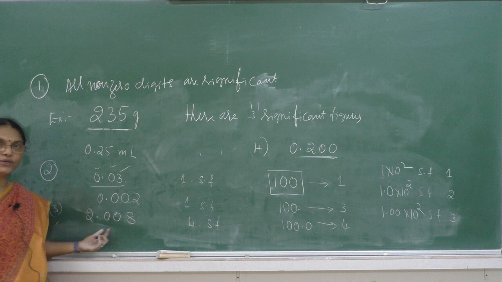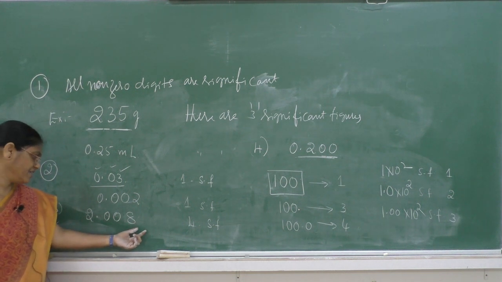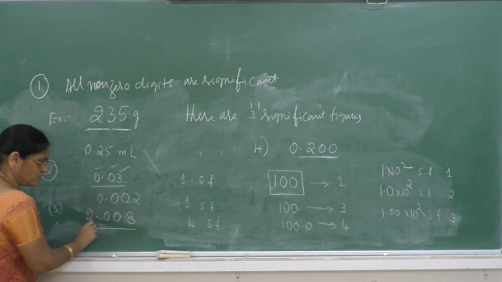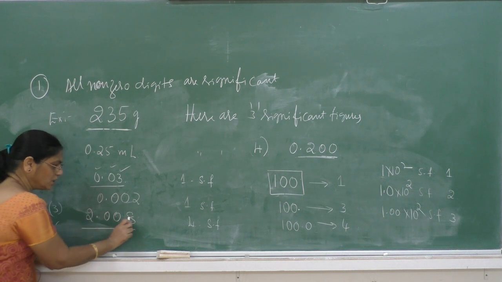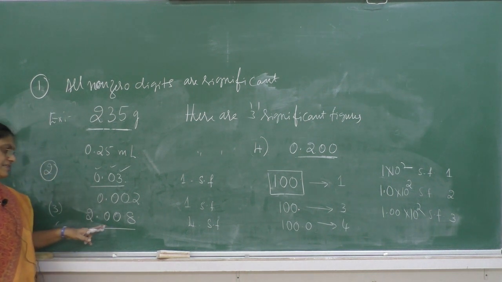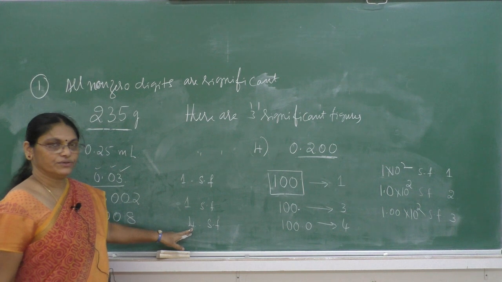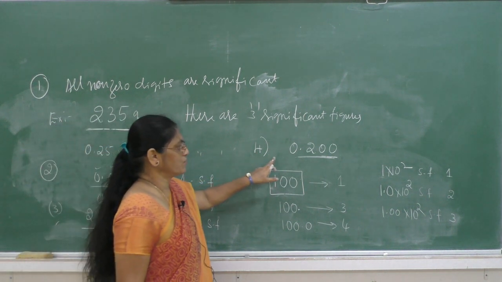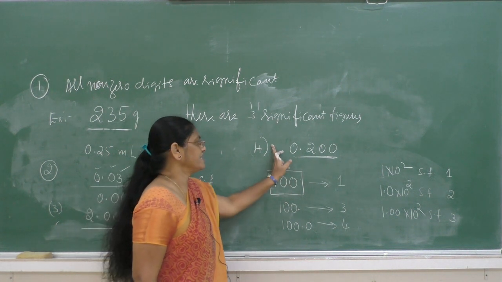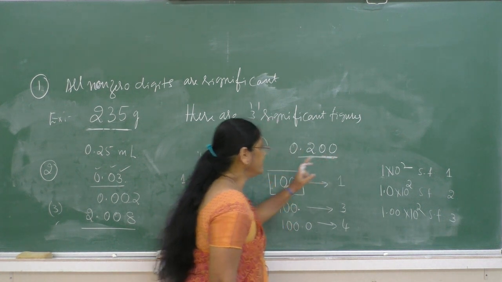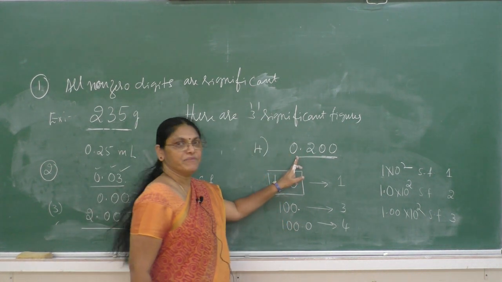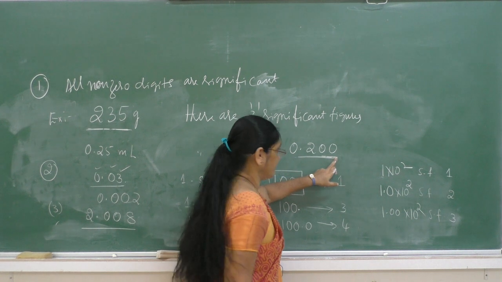The zeros between the two non-zero digits are significant. So in this example, 2.008, the zeros lie between the two non-zero digits. Therefore the number of significant figures is equal to 4. Then the fourth rule says that the zeros at the end, to the right of a number, if they are provided with a decimal point are significant.